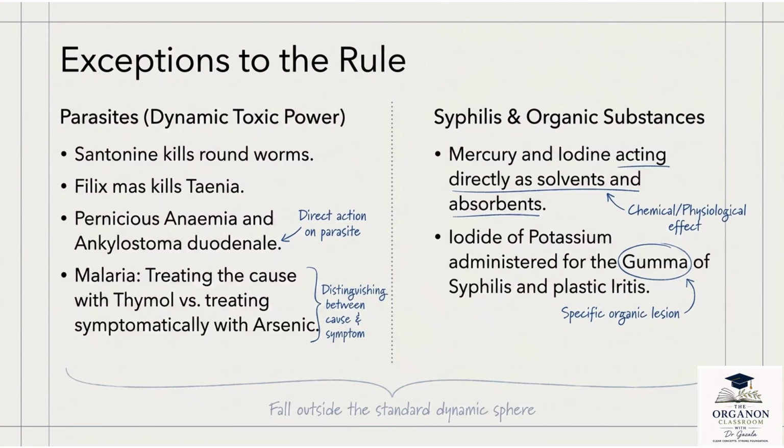Now, by syphilis over here, the syphilitic lesion, we are not talking about the product of the disease and all of it. ठीक है, ये हम लोग second part में करेंगे. पहले हम लोग parasites discuss करेंगे. All right. तो जैसे कि एग्जांपल हो गया सैंटोनिन है, it will kill the roundworm, फिलिक्स मास है, it's going to kill taenia. फिर पर्निशियस अनीमिया जब हो जाता है because of the parasitic infestation for a longer time, उसके लिए ठीक है. मलेरिया में जब हम cause को treat करेंगे with thymol versus treating symptomatically with arsenic, तो उसमें you can distinguish between the cause and the symptom.